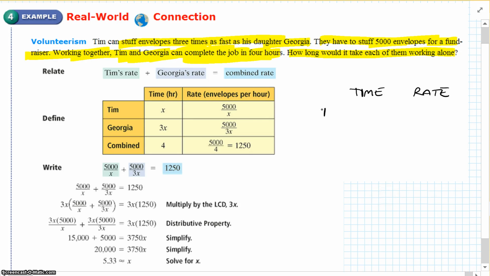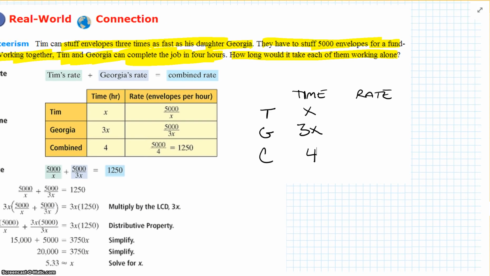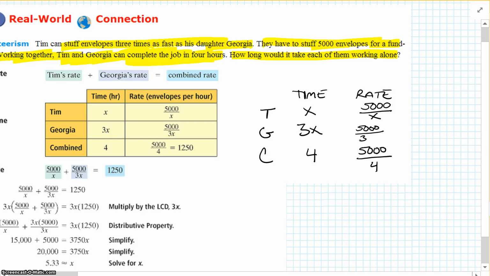Well, we know Tim can do it in x amount of hours, whatever that may be. Georgia takes 3 times as long. But combined, they can do the entire job in 4 hours, which was to stuff 5,000. So the rate would be 5,000 over 4. Well, how long would it take Tim to do 5,000? Well, his rate would be 5,000 over x. And what would Georgia's be? Well, her rate would be 5,000 over 3x.